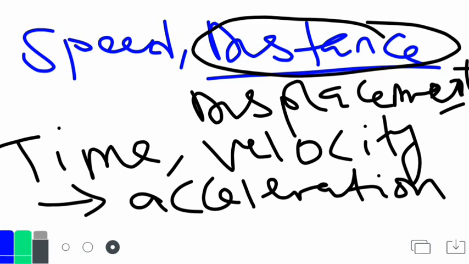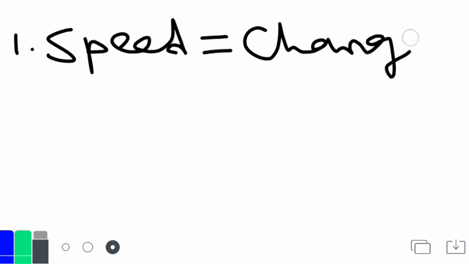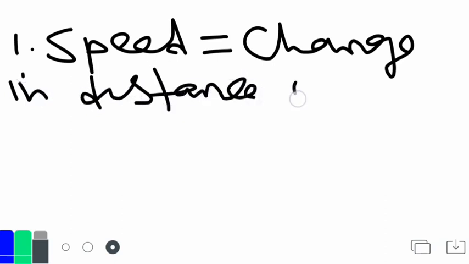And now, I just want to say that when you talk about speed, okay, speed, we are talking about the distance moved, or the change in distance with time. Okay, so this is just defined as the change in distance with time.